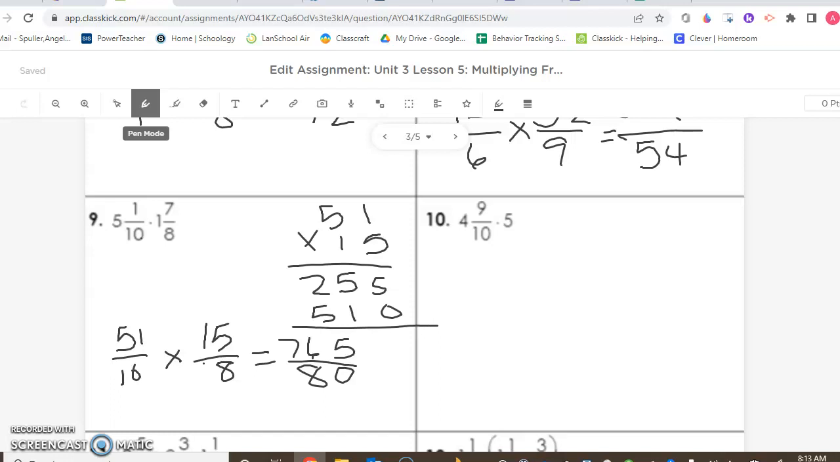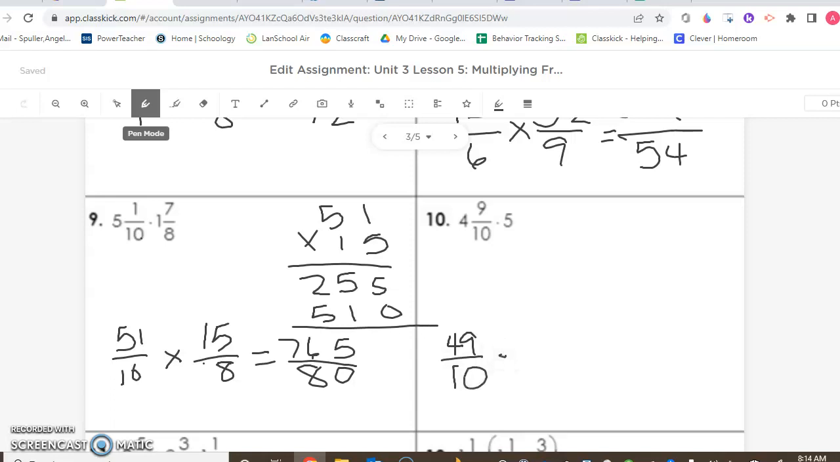Good job. All right, now number 10 is a little tricky because do we have a fraction? We do. We do have a fraction, and I'm going to show you how to do this. So first off, let's take 4 and 9/10. We're going to say that's worth 49 over 10.